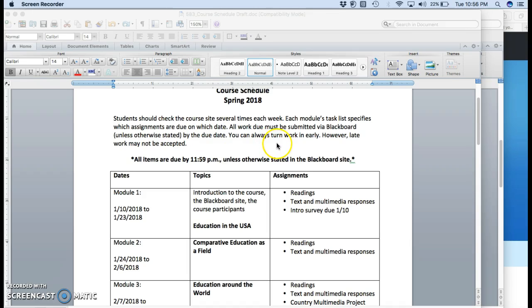You can always turn in work early, however late work may not be accepted, and the syllabus states that anything later than 48 hours will be assigned a grade of 0. So please do make sure that you turn things in on time and are monitoring the course site so that you can tell exactly when some of your assignments are due.